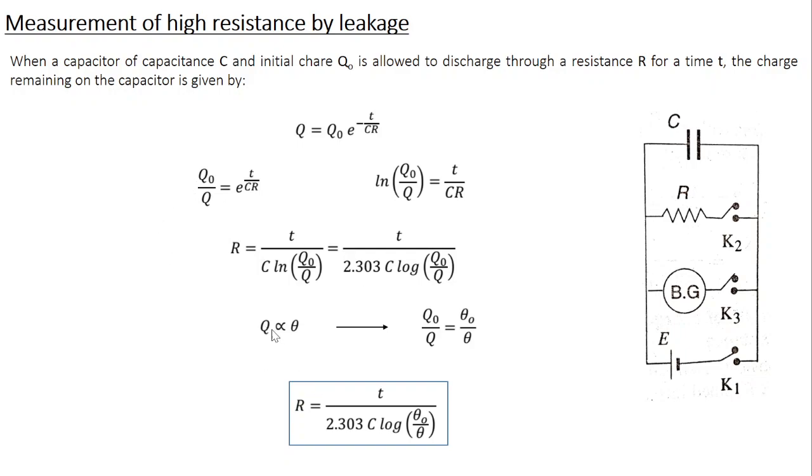As you know, Q is proportional to theta, so Q naught by Q is the same as theta naught by theta. So this equation now gets modified as R equal to T divided by 2.303 C log theta naught by theta. You have made the measurement of theta naught and theta, substitute the values here. T is the known time, the value of C is already known. So you have all the parameters available now. You can calculate the value of the unknown resistance R.